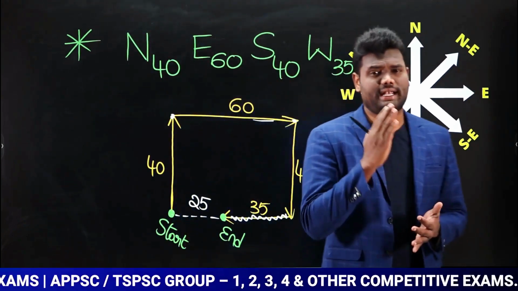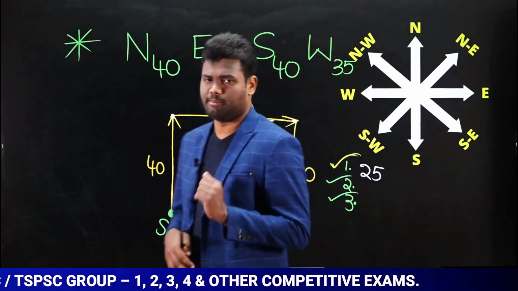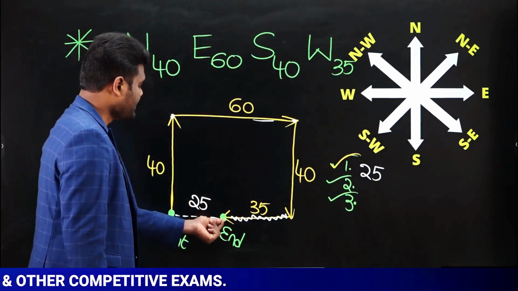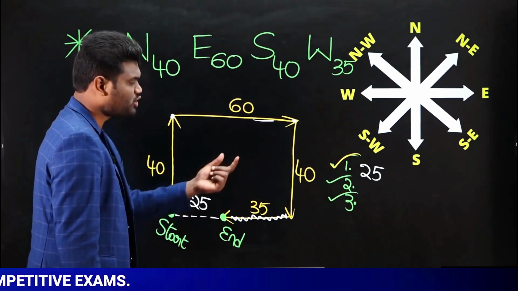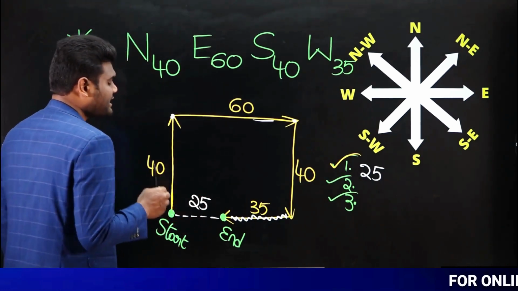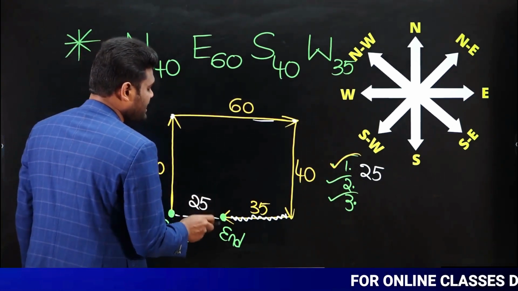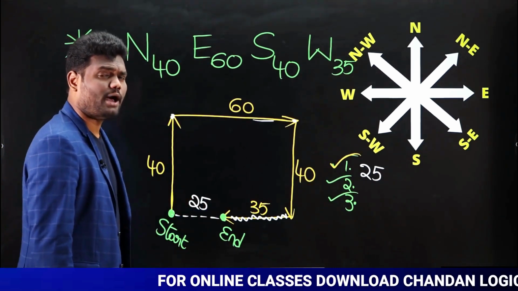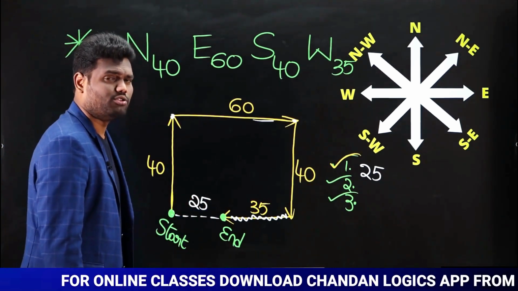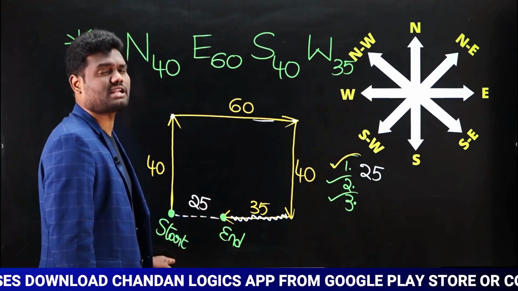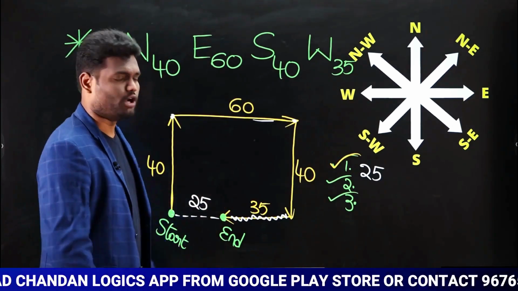You just need to know the distance between the starting point and the ending point. This is our starting point, this is our ending point, and the distance between these two is nothing but 25 meters. Next question. Our next question is, in which direction is he now from the starting point? That means, in which direction is the ending point from the starting point? This is the actual meaning of the question.